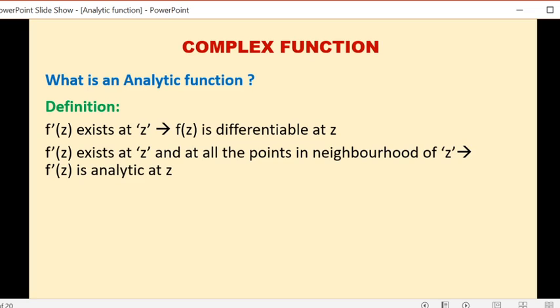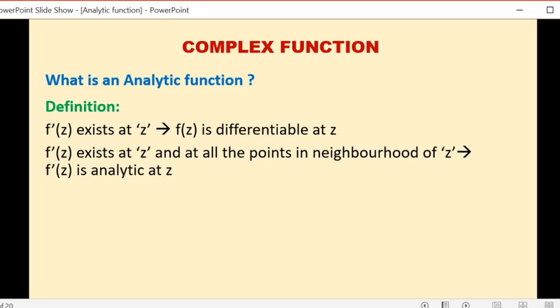The value of minus 1, it is minus 1, correct. It exists, isn't it? So the derivative of 1 upon z exists at z equal to 1. That means 1 upon z is differentiable at z equal to 1. Okay. Is there any value of z for which the derivative does not exist? The derivative of 1 upon z does not exist?